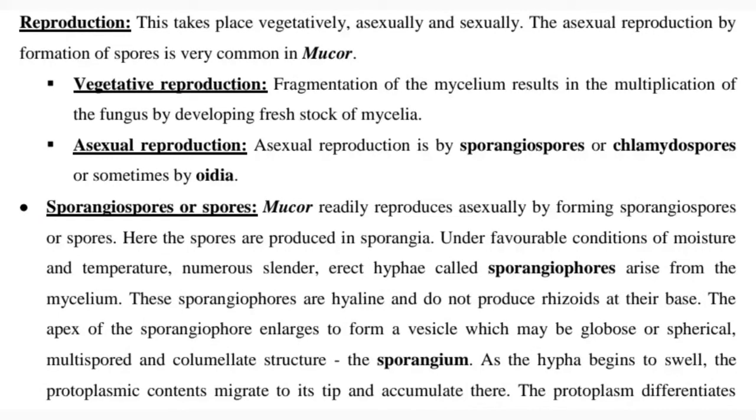Reproduction. This takes place vegetatively, asexually and sexually. The asexual reproduction by formation of spores is very common in mucor. Vegetative reproduction: fragmentation of the mycelium results in the multiplication of the fungus by developing fresh stock of mycelia. Asexual reproduction. Asexual reproduction is by sporangiospores or chlamydospores, sometimes by oidia.